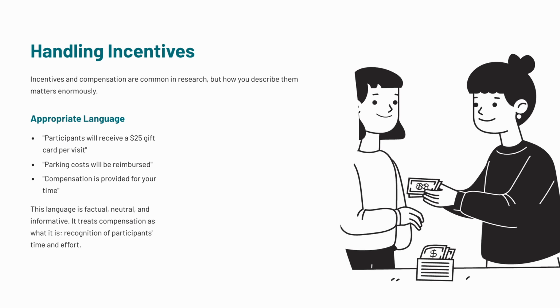Another area where good intentions can backfire is how you describe incentives. Compensation is common in research and often appropriate, but the phrasing matters because the line between fair recognition and undue influence can be thinner than people think. Keep messages around compensation factual and low pressure. Participants will receive a $25 gift card per visit. Parking costs will be reimbursed. Or, compensation is provided for your time. The goal is to acknowledge time and effort, not to sell participation.